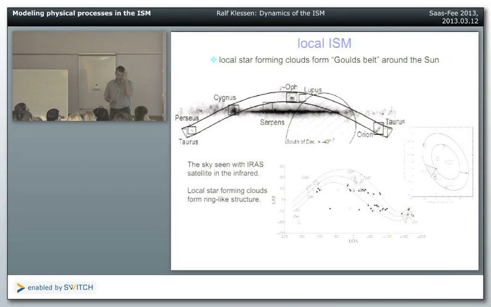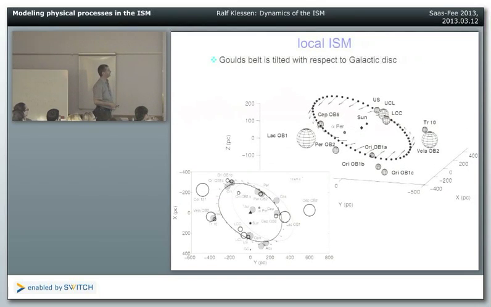And if you trace them on the sky, they seem to follow this ring that is slightly tilted with respect to the galactic plane. And we are more or less inside this ring, and we are looking at this structure. And this structure has been called Gould's belt. This is a 3-dimensional image. The sun is somewhere a bit off the center. And if you look around, you see all these huge nearby star-forming regions associated with it.